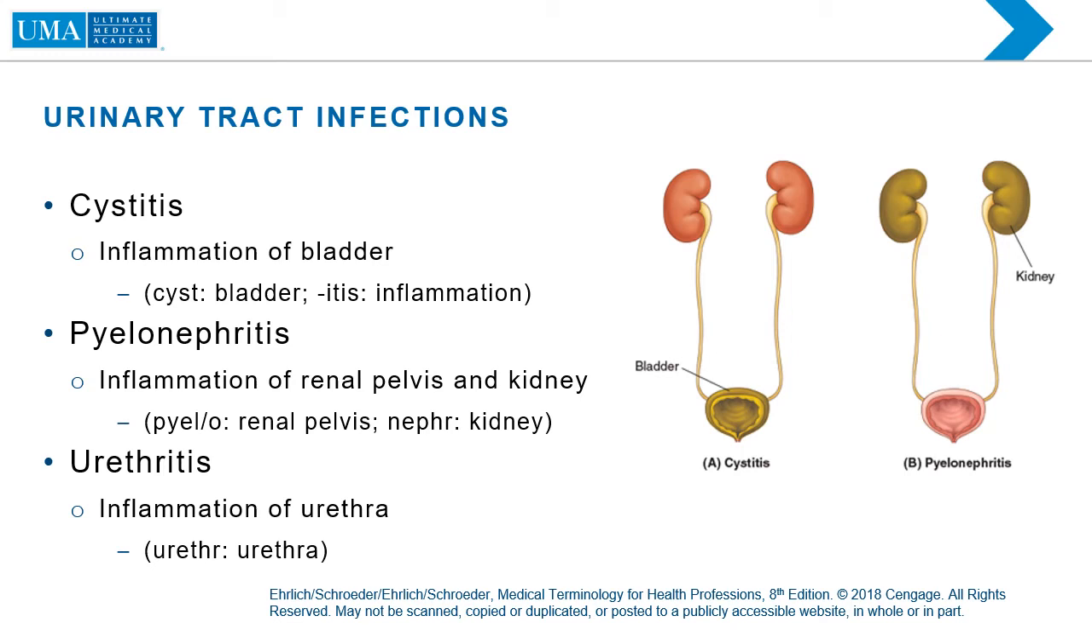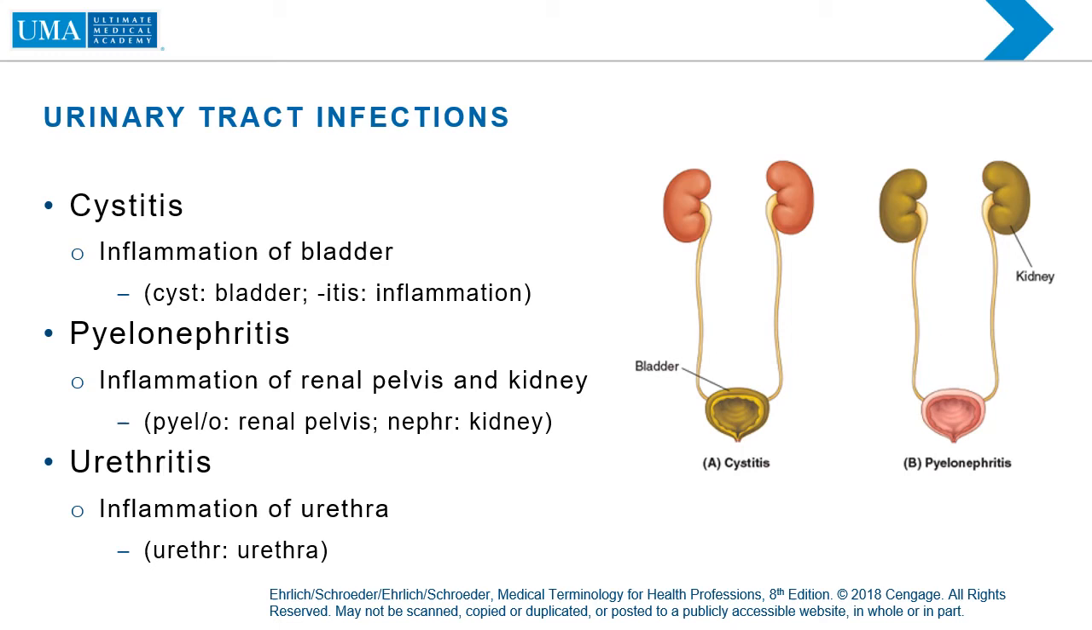It's important to note that UTIs are more frequently found or diagnosed in women because the urethra is short and located near the opening to the rectum. Next, we have cystitis, which is an inflammation of the bladder. Breaking that word down, we have cyst, meaning bladder, and the suffix itis, meaning inflammation.